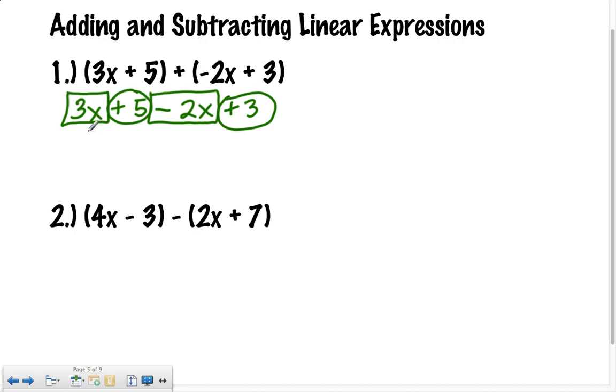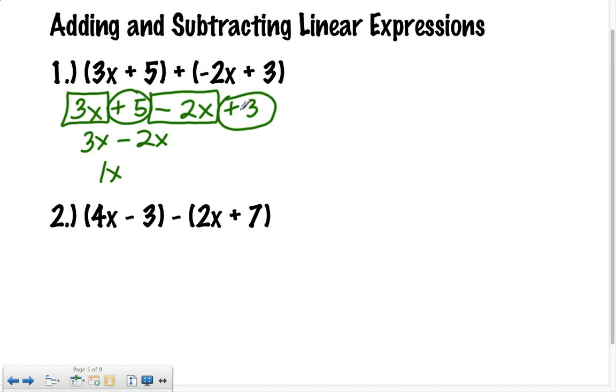So now I'm going to be able to combine this 3x with a negative 2x, ignoring that 5 for a second. So we have 3x minus 2x, and 3 minus 2 is 1, and it's 1x. We can rewrite this as x later, but I'm just writing 1x so that you can see where I got it from. And now we're going to do the circles.